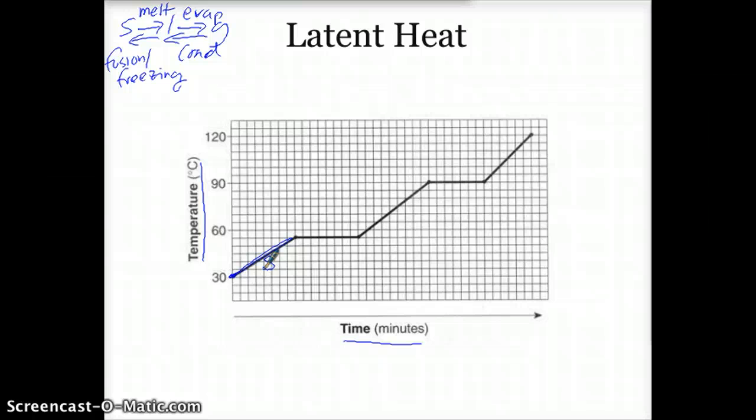So if we wanted to calculate the amount of heat needed to change its temperature, since the temperature is changing, we're going to need to use the equation Q equals mc delta T, because we have a change in temperature. This is the equation we use for no phase change.